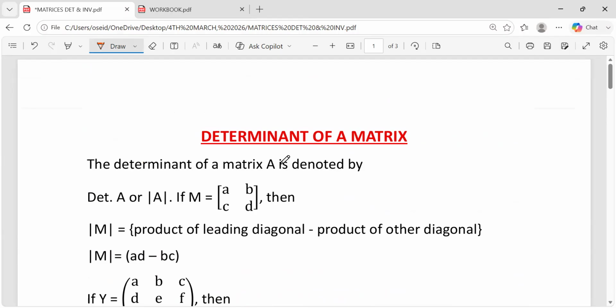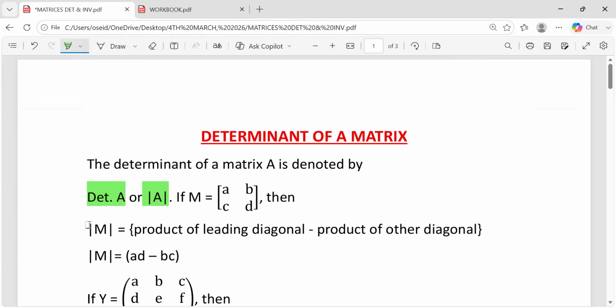Alright, without wasting time, let's begin with today's class, and we will start with the determinant of a matrix. The determinant of a matrix A is denoted by |A|. So for example, if M, which is a 2 by 2 matrix, equals A, B, C, and D, then we say what?